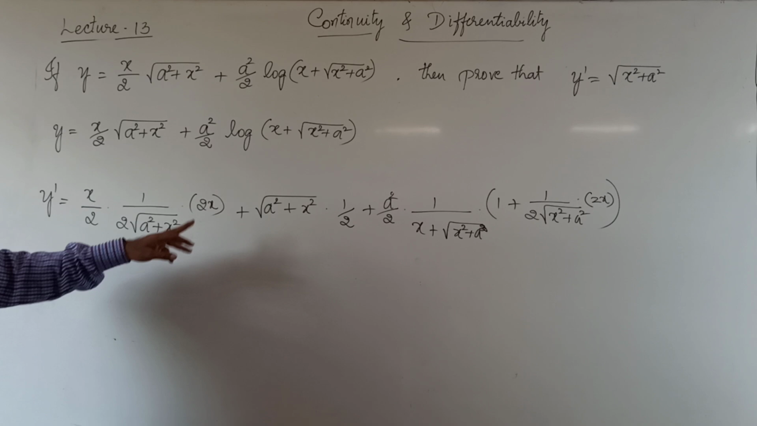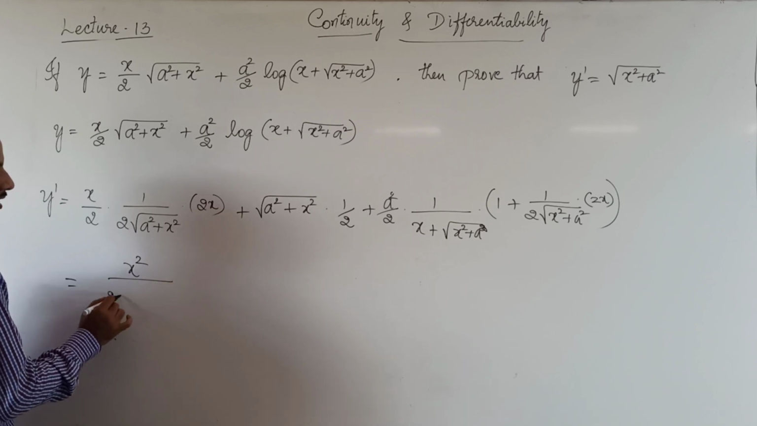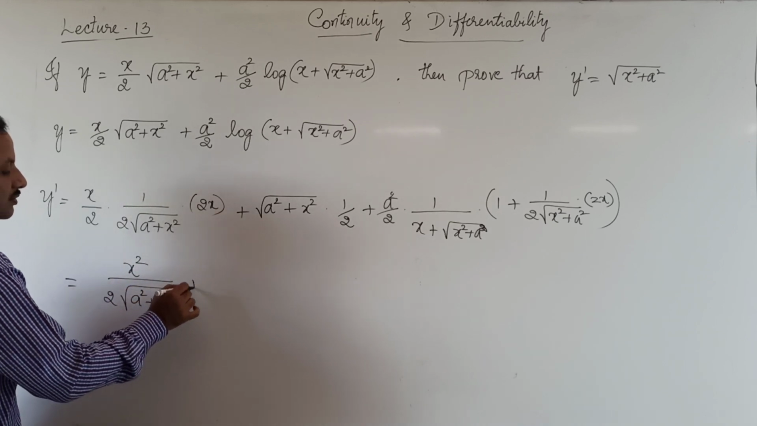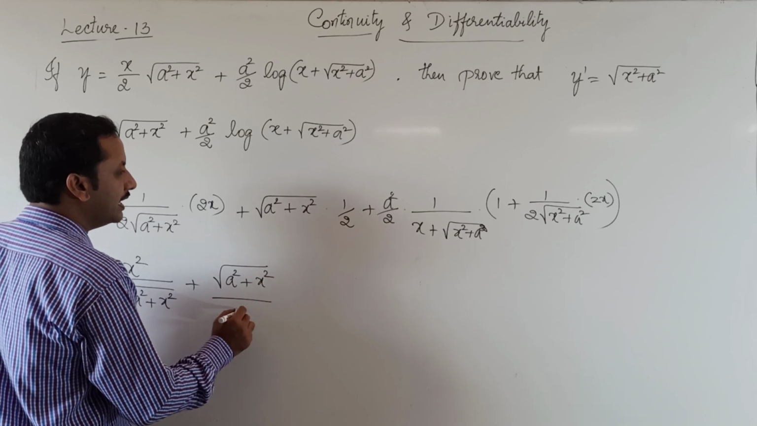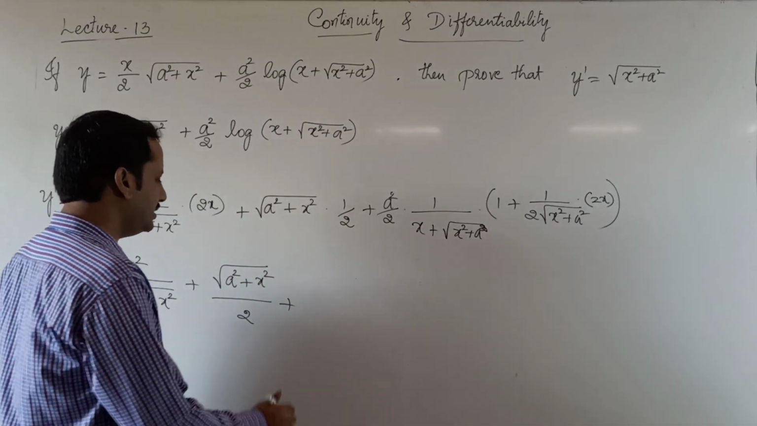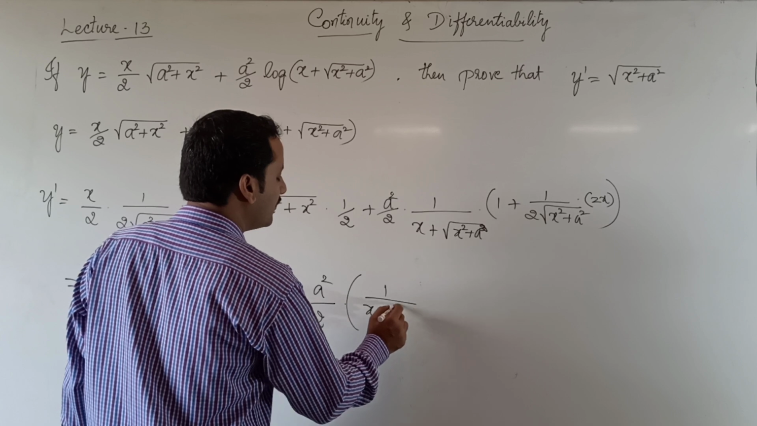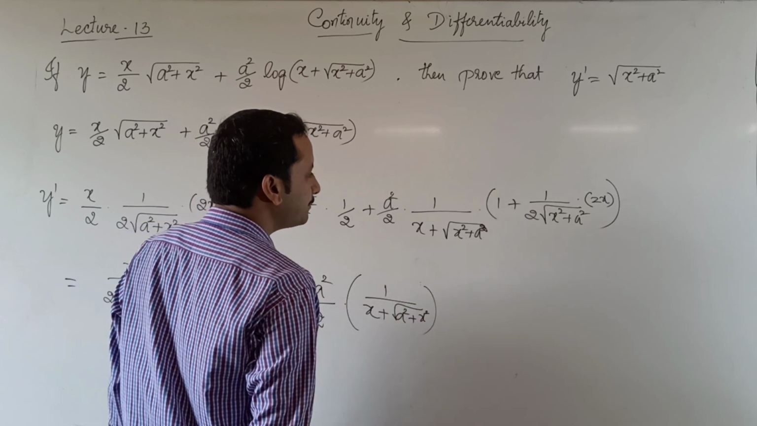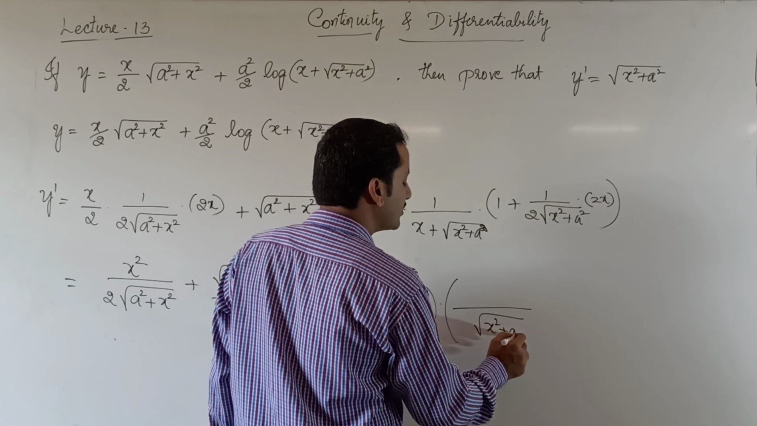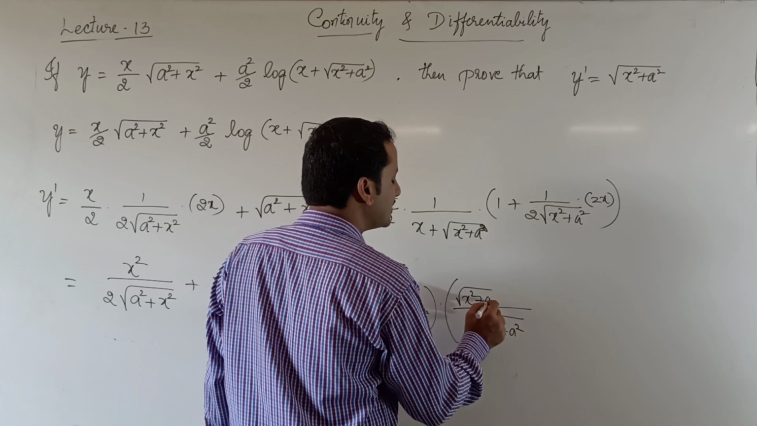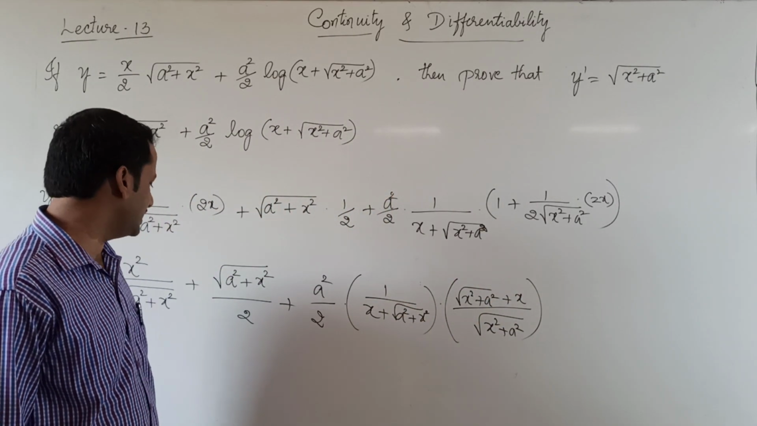That's equal to, so here I will cancel one of those two, the other two will remain. Numerator will be x into x, which is x square by 2 into root of a square plus x square, plus here the next term is root of a square plus x square by 2, plus the next term is a square by 2 into 1 by x plus root of a square plus x square into, here I will take the LCM, 2 I will cancel. After that I will take root of x square plus a square as the LCM. Numerator will be root x square plus a square plus x. Okay, so that x plus root x square plus a square gets cancelled.